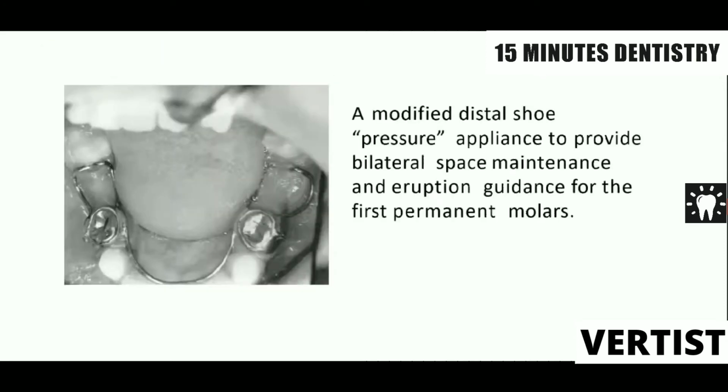A modified distal shoe space maintainer or a pressure appliance can be given where we have relative contraindications. These appliances can be used to help those first permanent molars erupt in their proper positions. These space maintainers have loops which apply pressure on the gingiva or the gum, and they are placed just mesial to the erupting permanent molars. So by using such space maintainers, we avoid any extensive or invasive procedures.